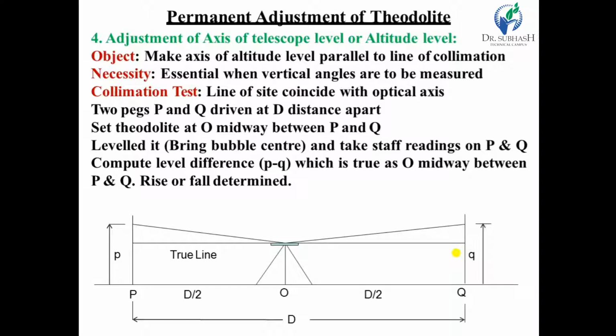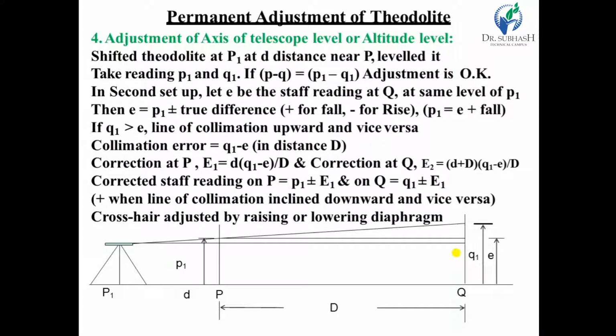Compute the level difference, which is true as O is midway between P and Q; rise or fall is determined. Shift the theodolite to P1 at a distance near P, level it. Take readings P1 and Q1. If P minus Q is equal to P1 minus Q1, the adjustment is OK.